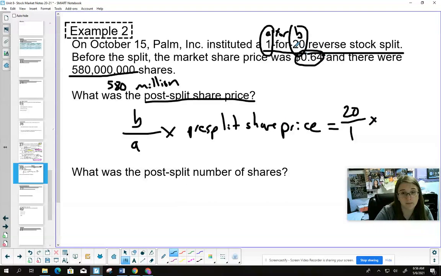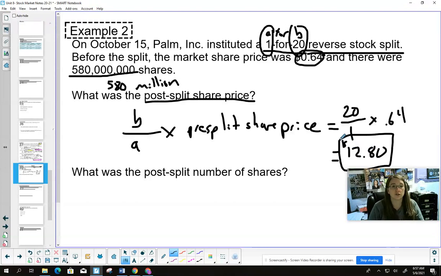I see sometimes some people accidentally lose focus and get mixed up with everything, and they write the right formula down, and then they accidentally use the number of shares. We're looking for the price. We need to use the price, right? So 0.64. Okay, so again, what we can see is going to happen here is our price is going to increase. It's going to become $12.80.